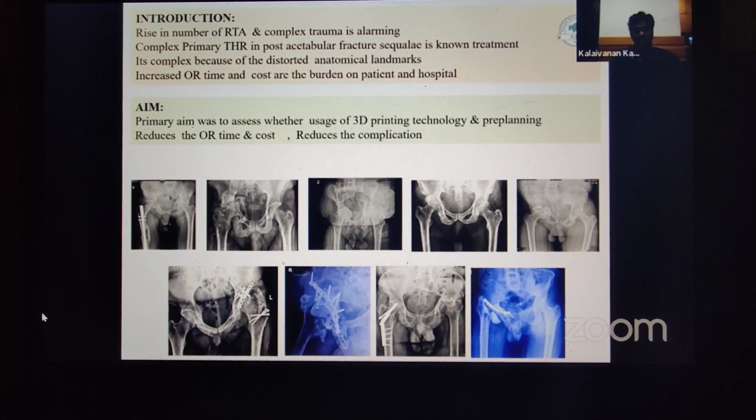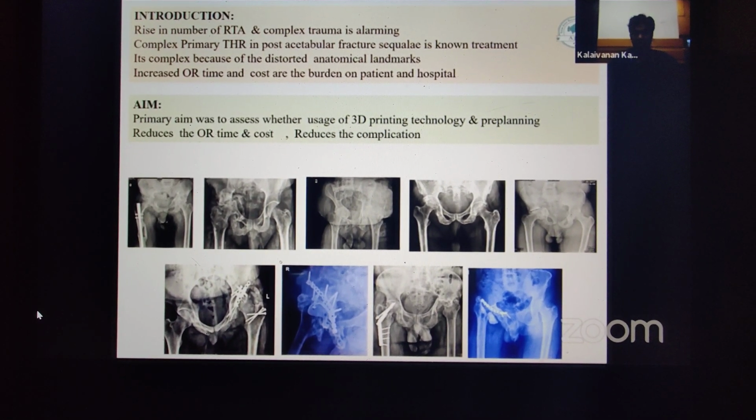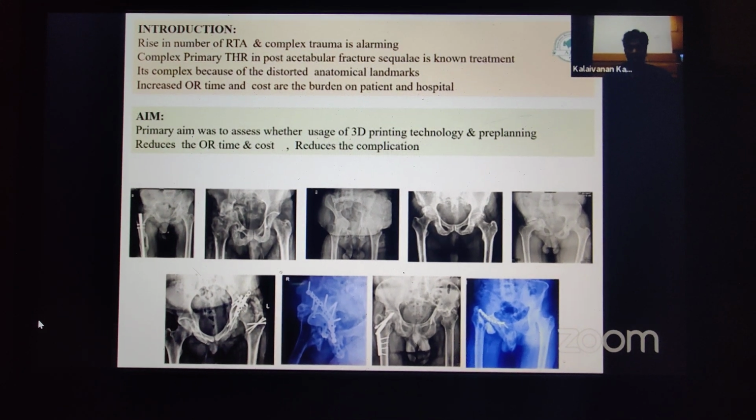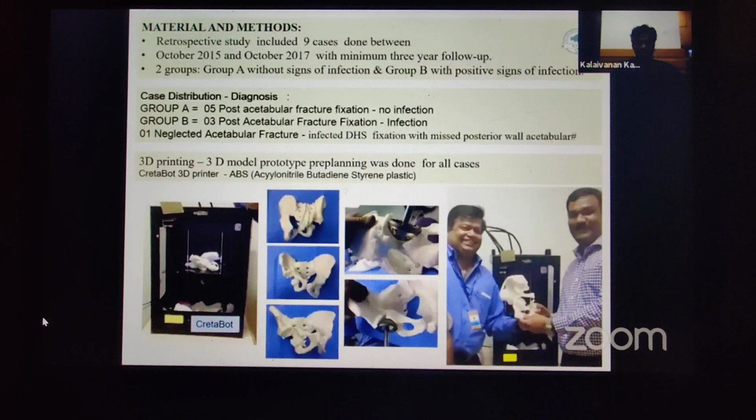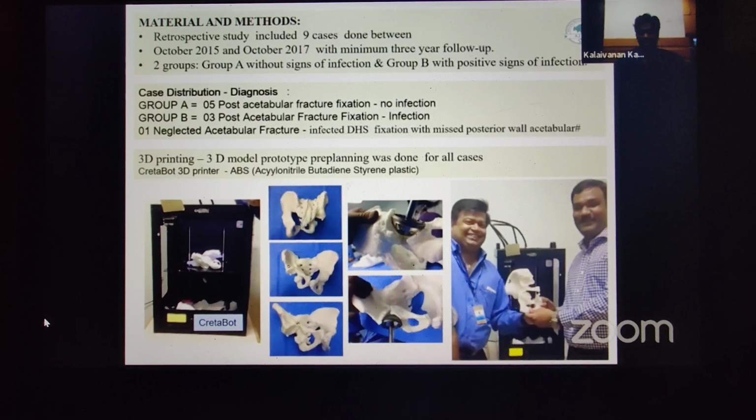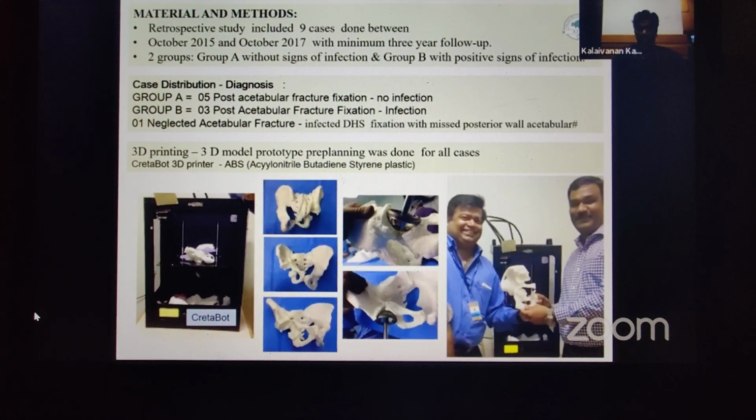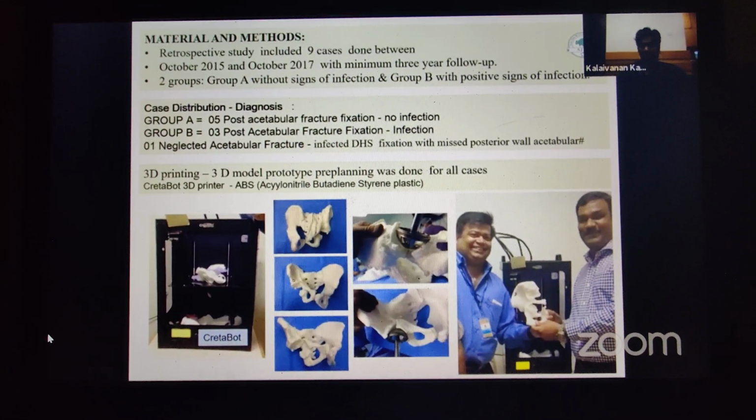in the hospital. So our primary aim was to assess whether the usage of 3D printing technology and pre-planning reduces the operative time and cost, and reduces the complication rate. The retrospective study included 9 cases done between October 2015 and 2017, with a minimum 3-year follow-up period.